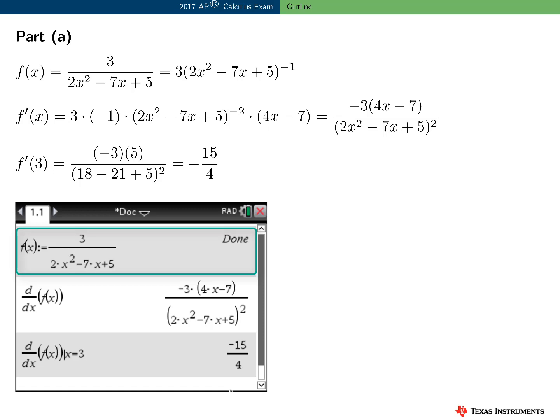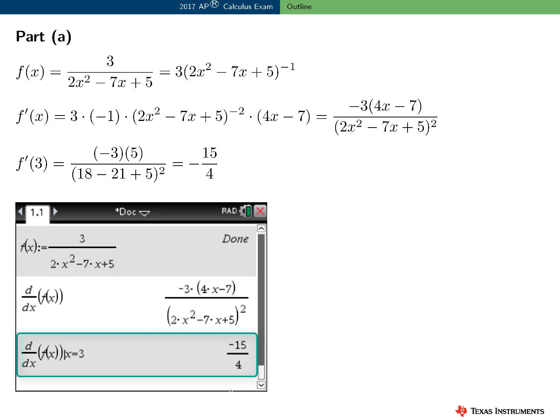Define the function f, and evaluate the derivative at x equals 3. Now, using technology, I don't have to explicitly find f prime of x, but I included that step here to demonstrate how the TI-Nspire can actually find the symbolic derivative.